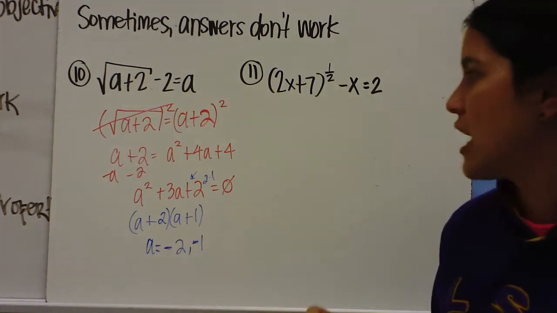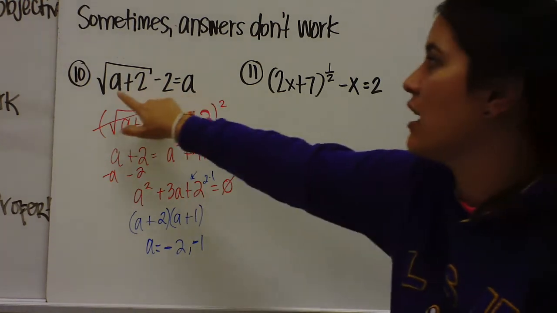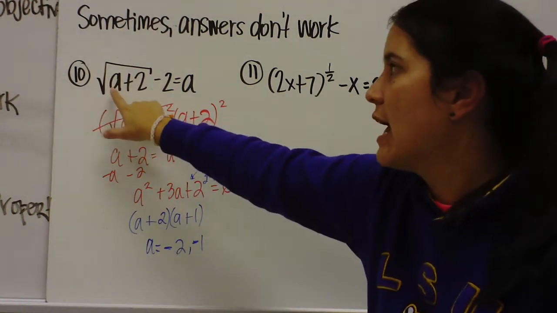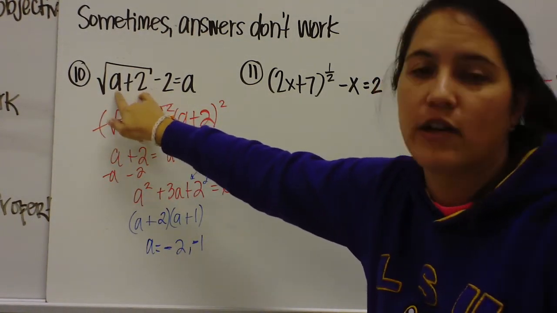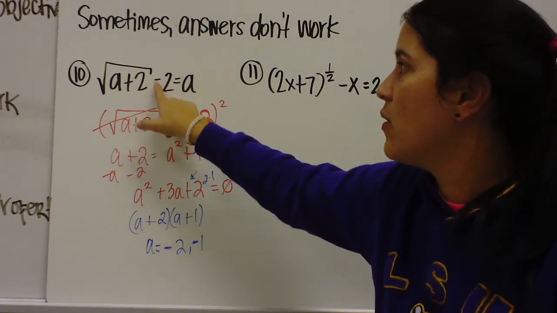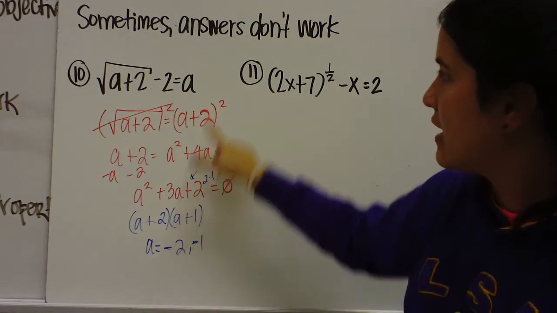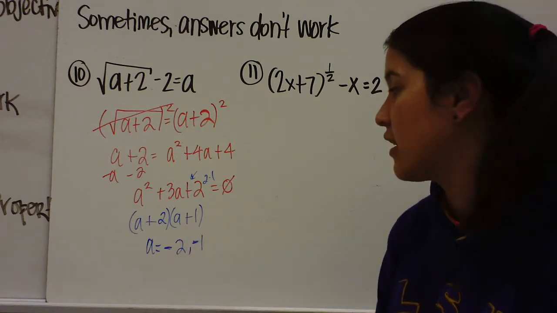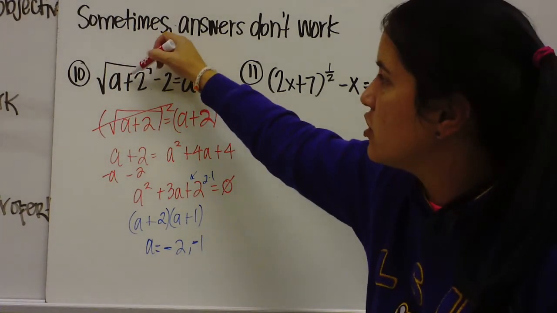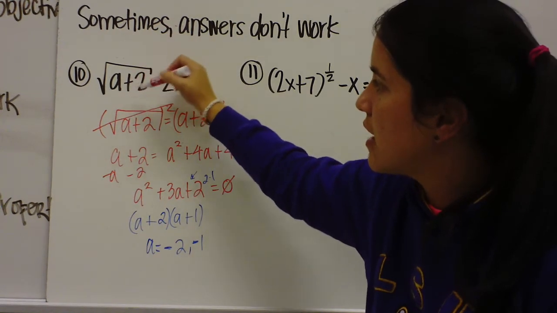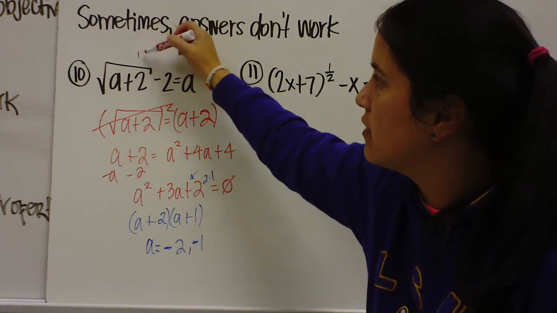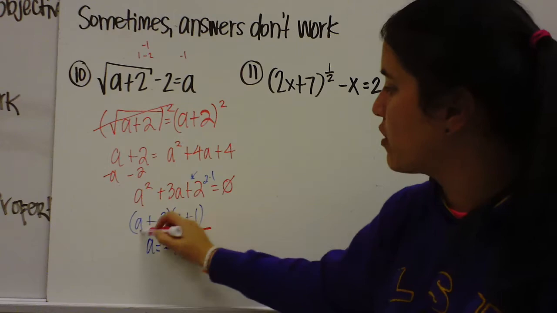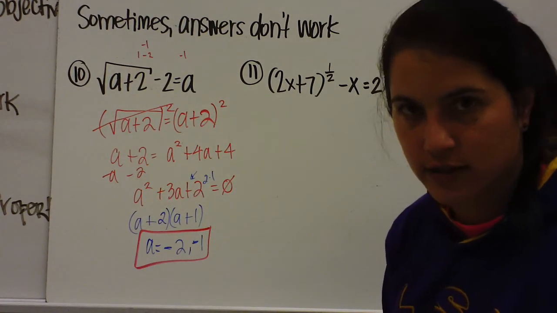Now, to test our solutions, we want to go back over here and test them. So first, let's test negative 2. Negative 2 plus 2 is 0. 0 minus 2 is negative 2. And a is negative 2. So negative 2 equals negative 2. Yes, that checks out, so negative 2 works. Now let's test negative 1. Negative 1 plus 2 is 1. The square root of 1 is 1. 1 minus 2 is negative 1. And a is equal to negative 1. So that works. So both of these work, so they're both our solutions.